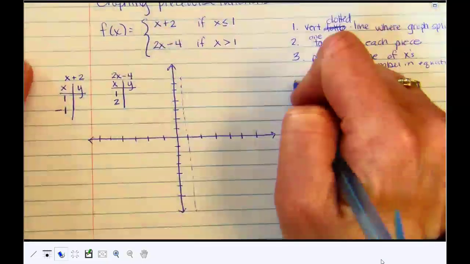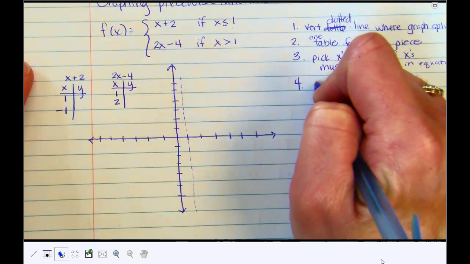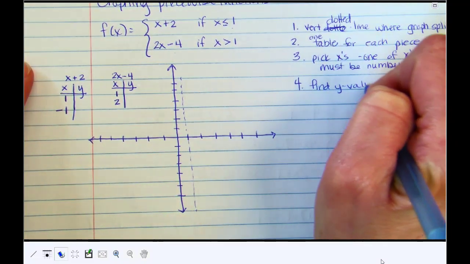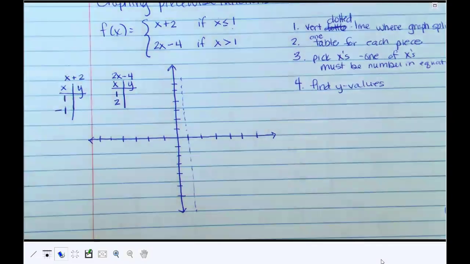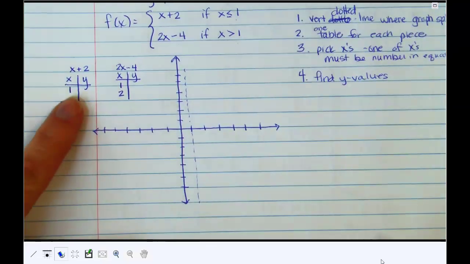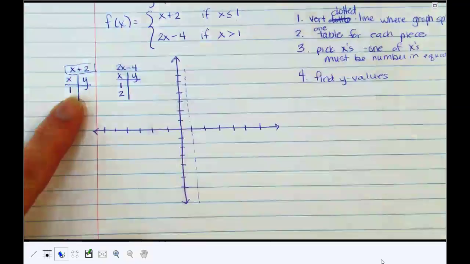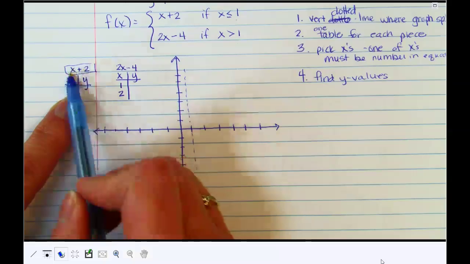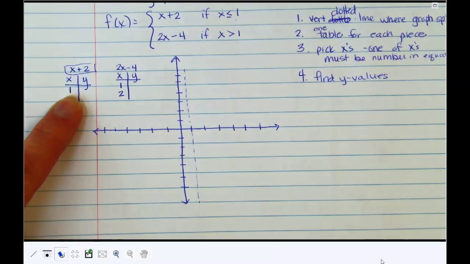Okay, now what you need to do is find the y values. Okay, so this second hour, they're like, I don't know how to do that. Okay, don't make life too hard. In this table, if x is 1, what is y? 3. You got it. It's x plus 2. So 3.